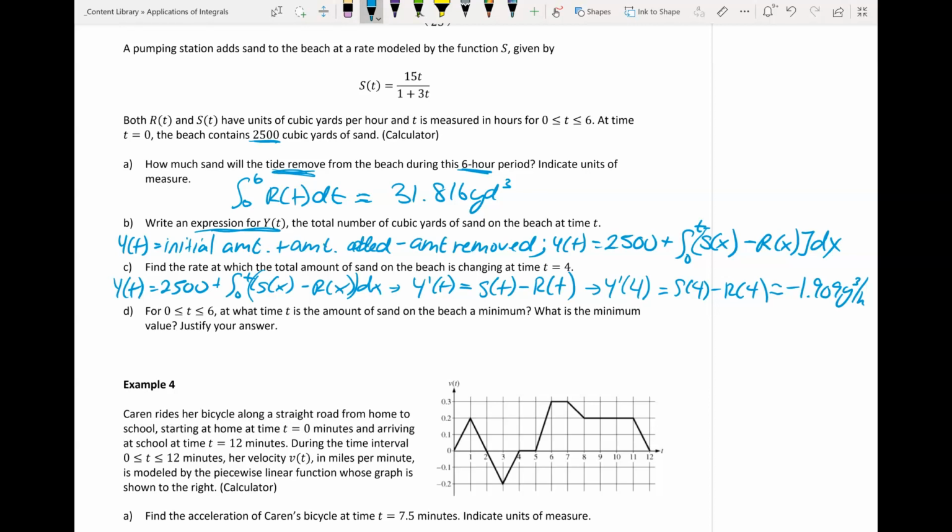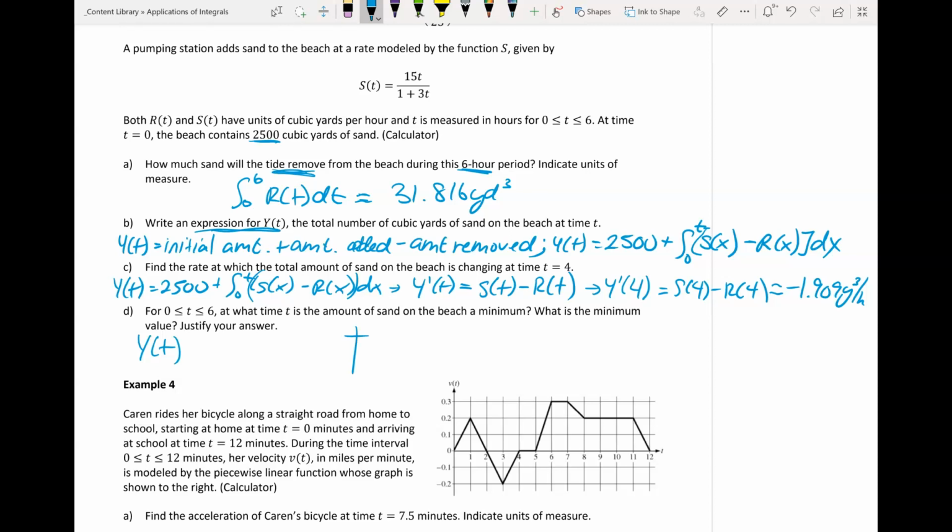For part D, we want to find the amount of sand on the beach, and we want to find the minimum value between 0 to 6. We already have the equation y of t. This tells us the amount of cubic yards of sand. So what we can do is graph this y of t and try to find the minimum that way.